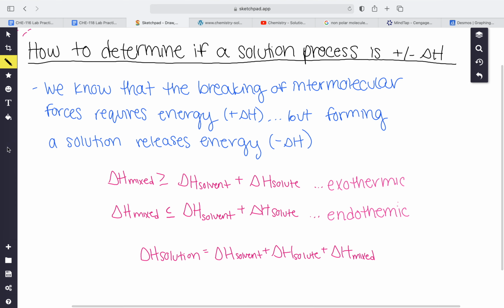So taking a closer look at how to determine if a solution process is endothermic or exothermic as a whole. As I said before, we know that the breaking of the intermolecular forces is an endothermic process. So within a molecule, within multiple different molecules, let's say we have NaCl, the Cl is going to be slightly negative, and the Na is going to be slightly positive, and then that's going to attract the NaCl of another one, and that's actually how salt becomes a cube. Wow, that was actually a decent cube for how quickly I drew that.